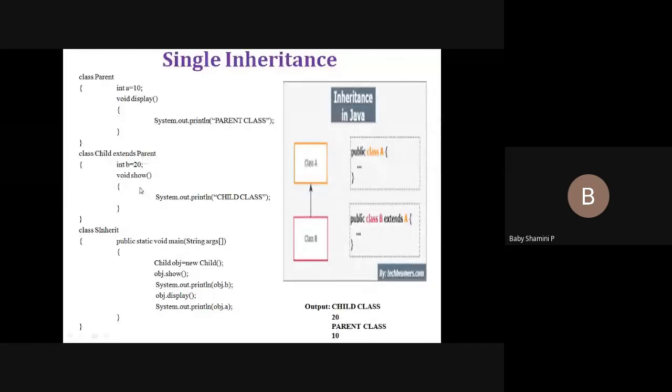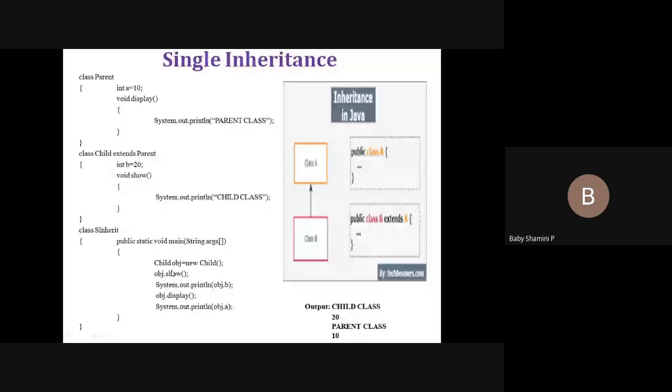So again, the child contains integer a equal to 10, void display method, integer b equal to 20, and void show method. So if you want to display all the values, we can display them. See the last one, inside public static void main. Through the child object, we can access properties of child and parent.